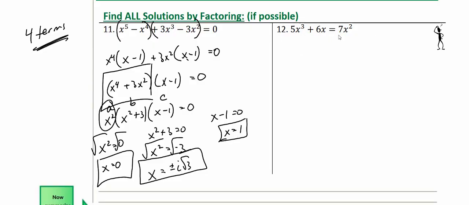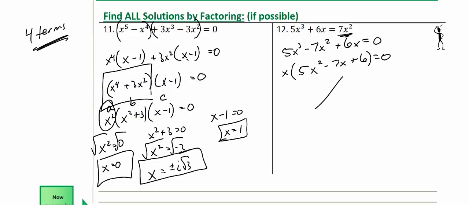Number 12, make this 0, so I get 5x to the third minus 7x squared plus 6x equals 0. I can take out an x from all of them, so it's x times 5x squared minus 7x plus 6 equals 0. Let's factor. I get 30, negative 7.